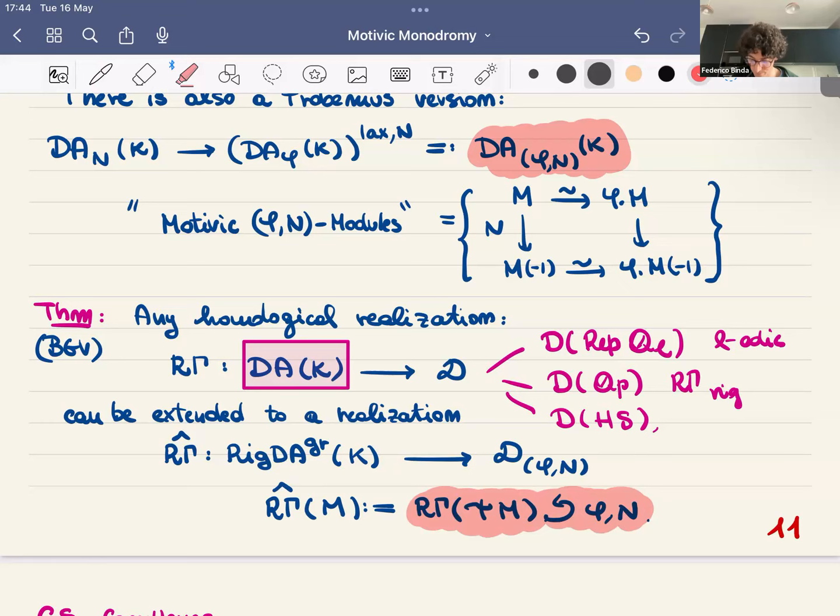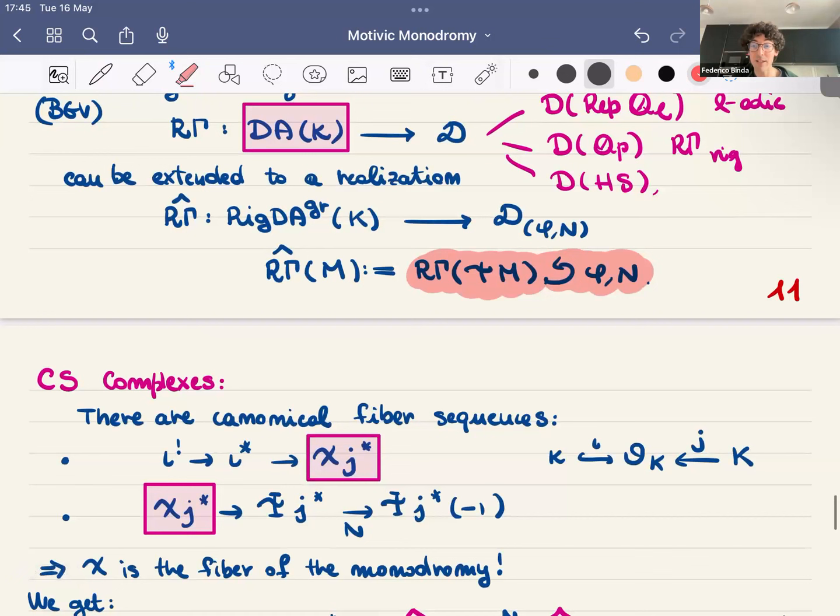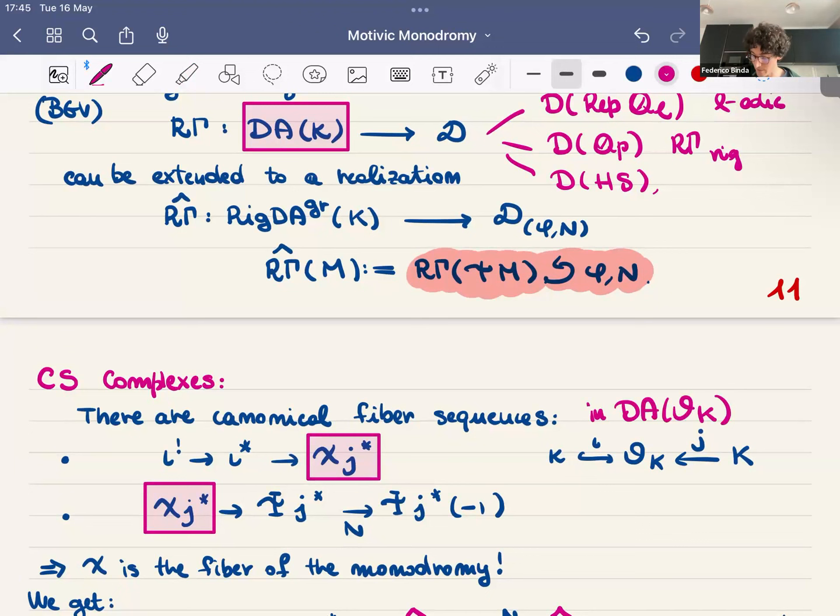So how do we apply this? For example, we get the Clemens-Schmid complexes that I promised. Using the six functors formalism, you have two canonical fiber sequences, this lives in D A. Iota is the inclusion of little k in O K, and j is the inclusion of big K in O K, as usual. Then you have a first fiber sequence, iota upper shriek going to iota upper star, going to chi j upper star. Chi is the classical specialization functor, so it is j lower star iota upper star. But this chi j upper star also fits in another sequence in which you have the nearby cycle psi and the nearby cycle psi with a twist by minus 1, and the map in between is exactly our monodromy.